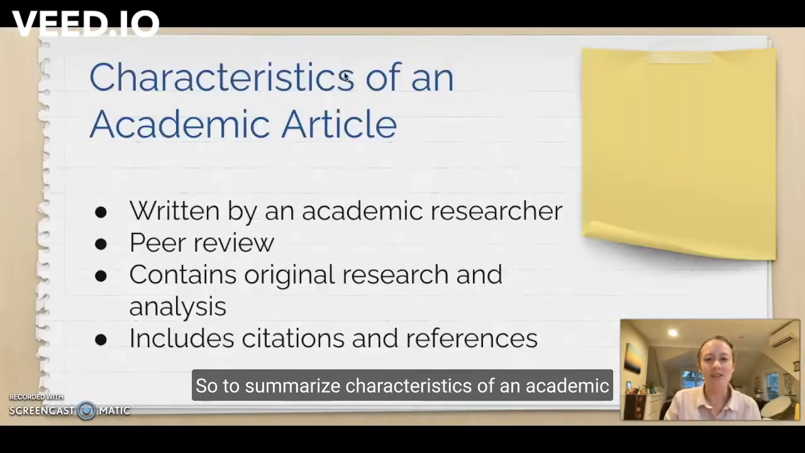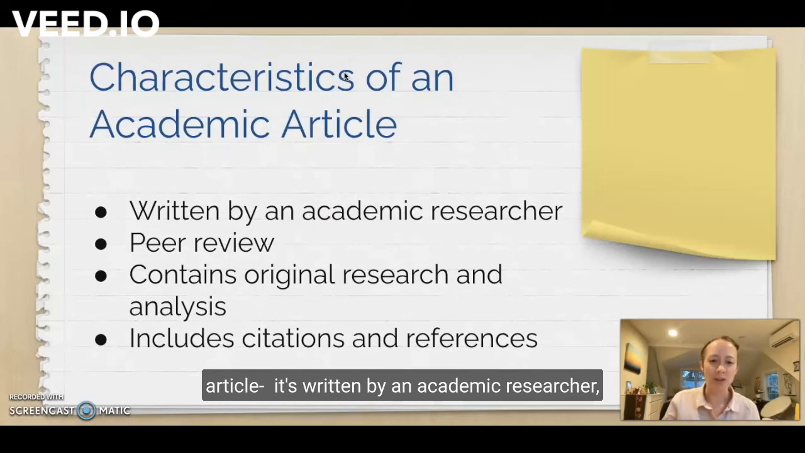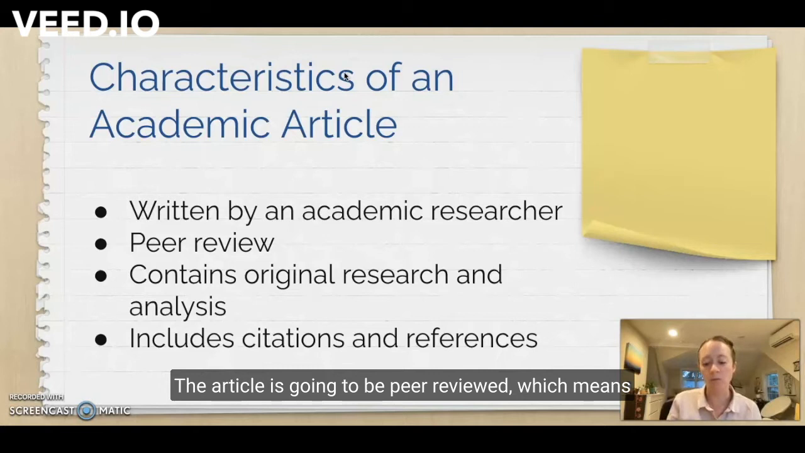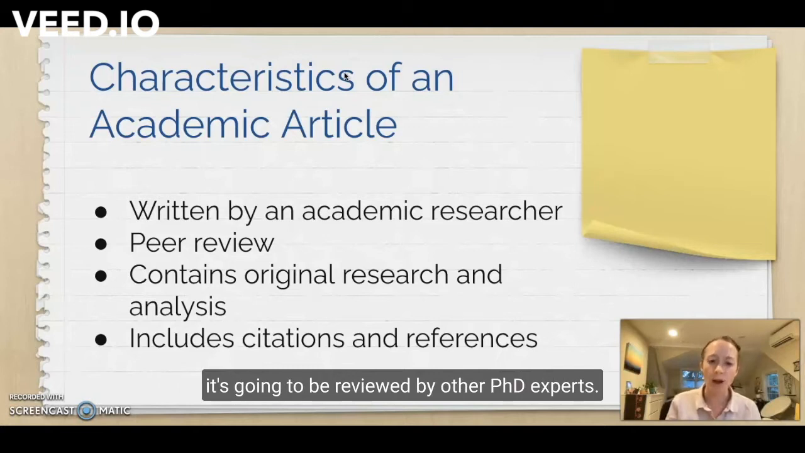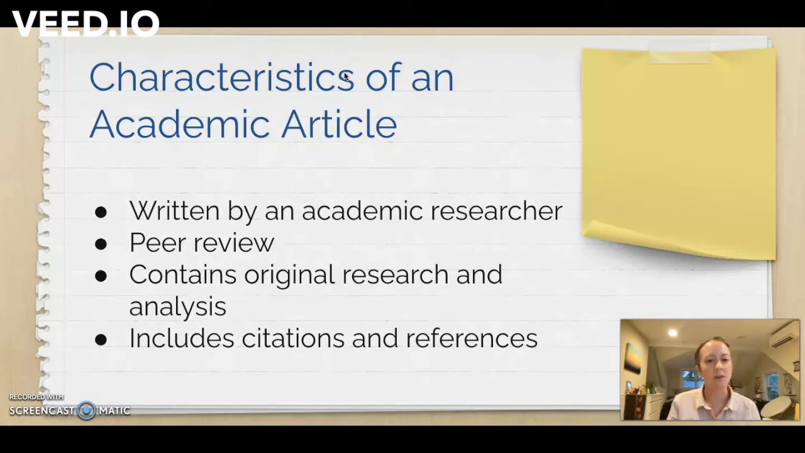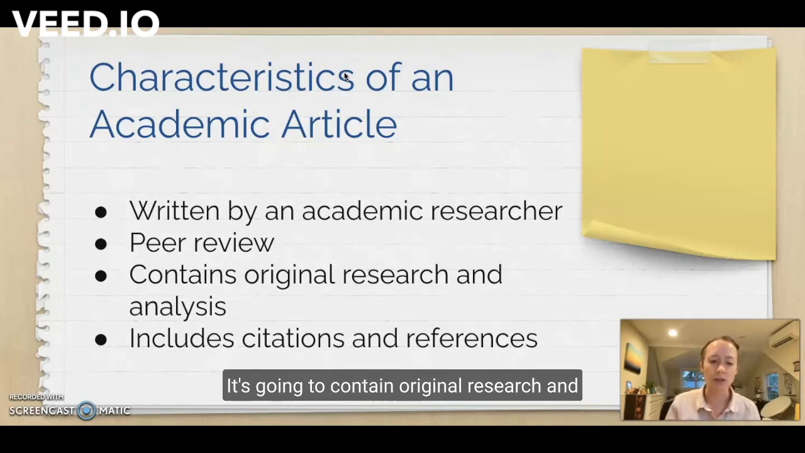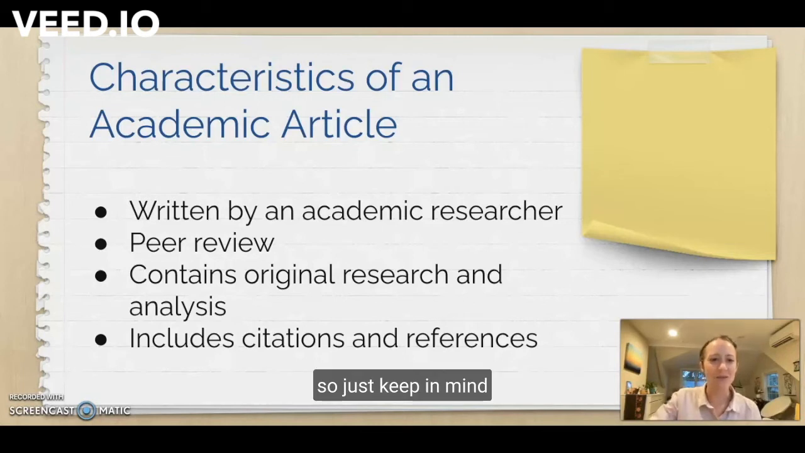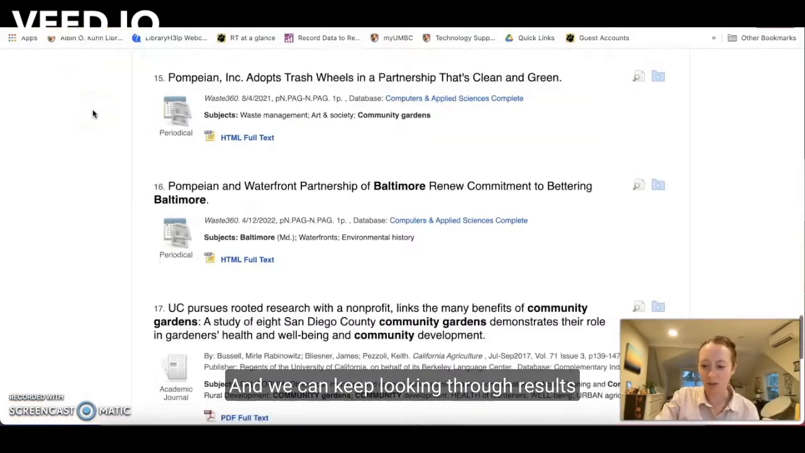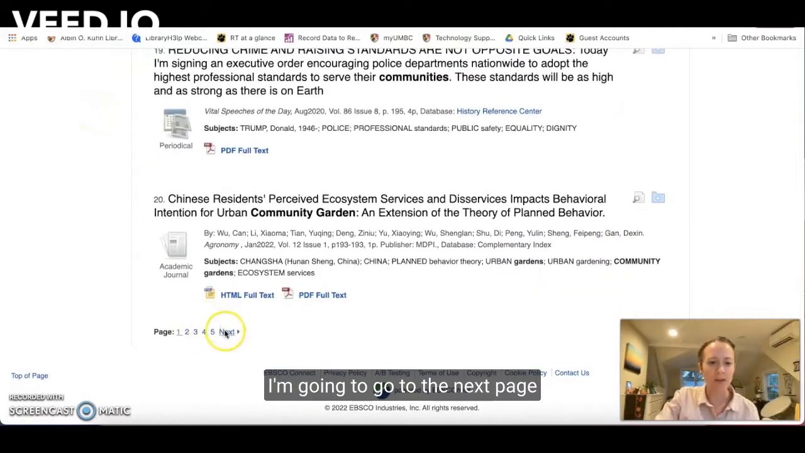So to summarize characteristics of an academic article, it's written by an academic researcher, someone who has a PhD degree, is an expert, sometimes works in a university. The article is going to be peer-reviewed, which means it's going to be reviewed by other PhD experts. It's going to contain original research and analysis, a results section, and it's going to have many citations and references. So just keep in mind. And we can keep looking through results. I'm going to go to the next page.